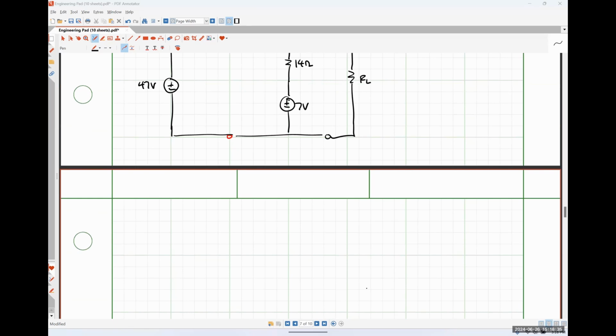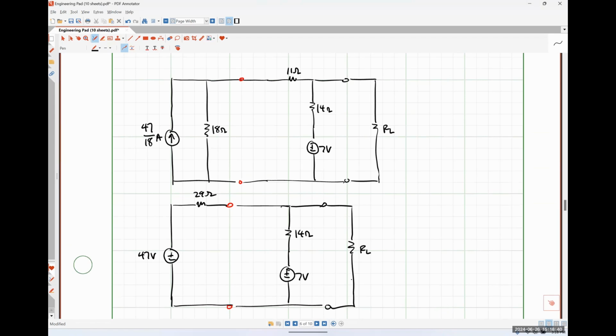Let's see what's going on in chat. How did I get to 47 again? Let me scroll up here. So 47/18 times 18. I just multiply this current times this resistance using Ohm's law to get my transformed voltage source. And luckily for me, 47/18 times 18 is really easy.